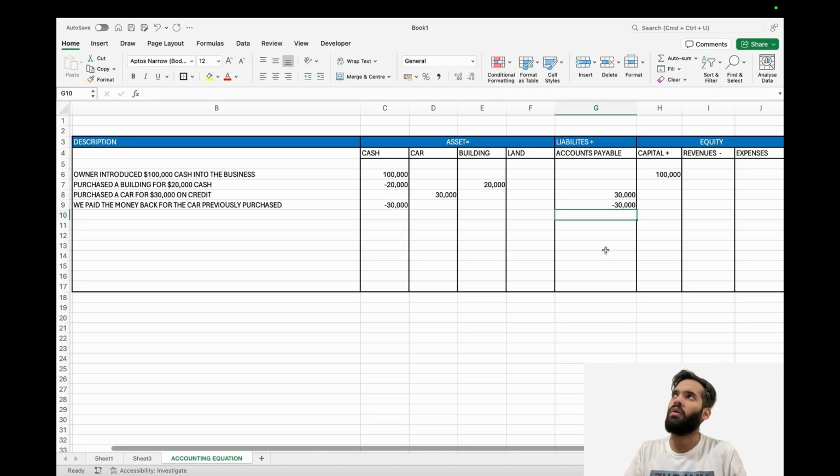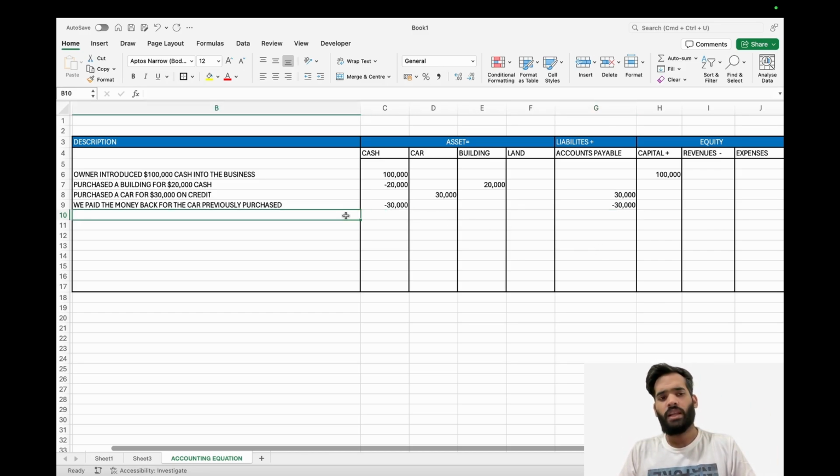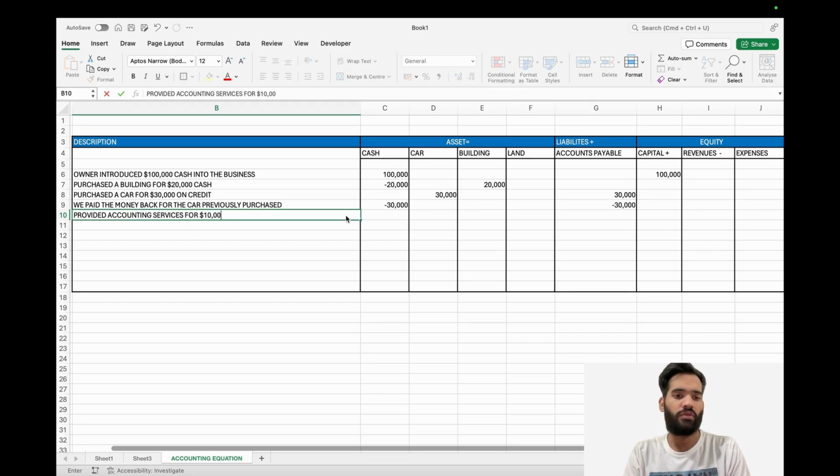Okay, I understand now. When I buy something, this account goes up, this account goes down, or any combination of things. So we have to make sure that we understand the concepts, which accounts are affected, in a very good manner, because everything else will become a lot easier if we do that. Okay, let's do the next transactions. Let's say we provided accounting services for $10,000 cash.